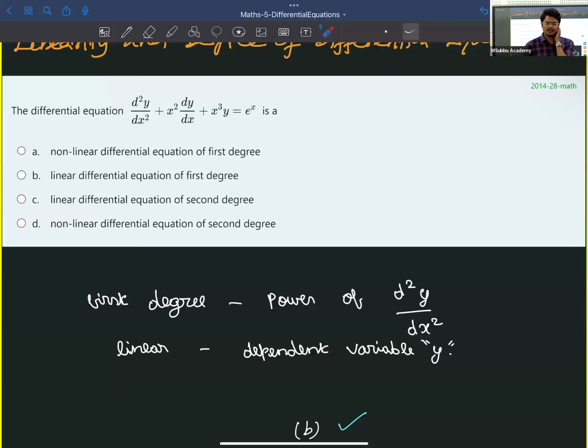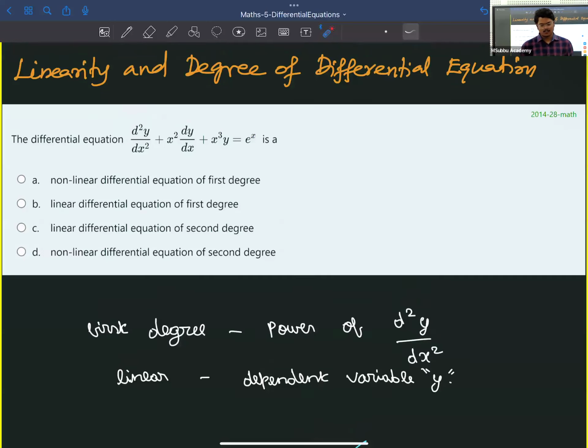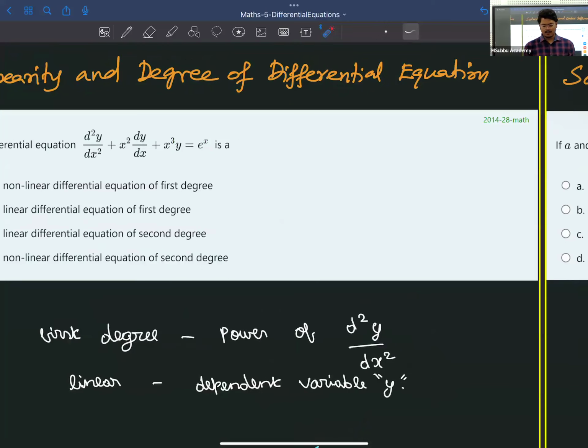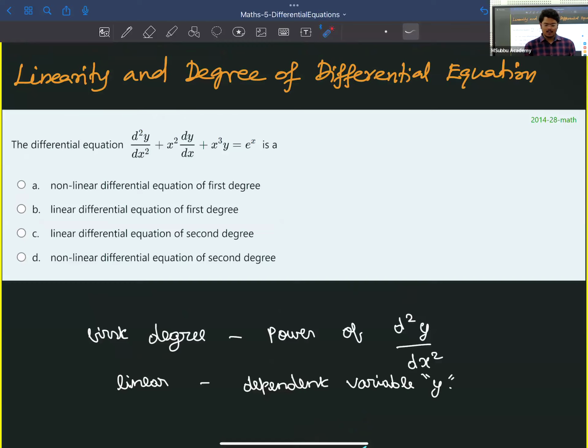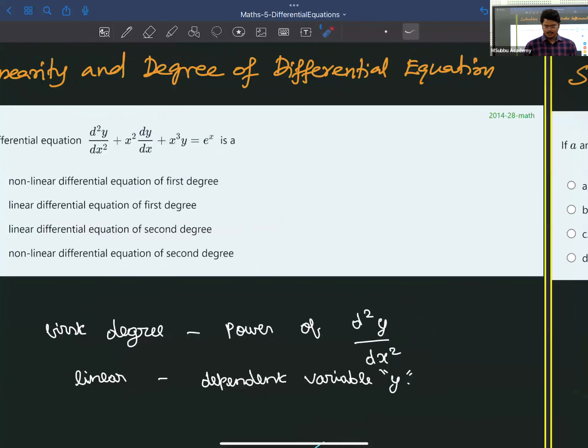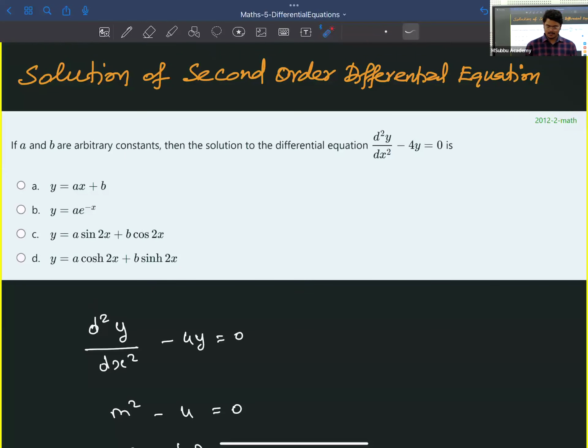Okay, I hope you guys are clear with this. We'll move on to questions based on differential equations. Theoretically, we have 3 types: order, degree, and linearity. So these are the theoretical questions they can ask. So moving on to the next question.